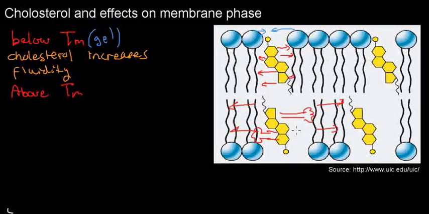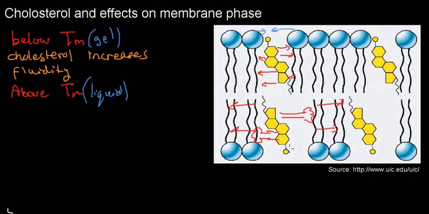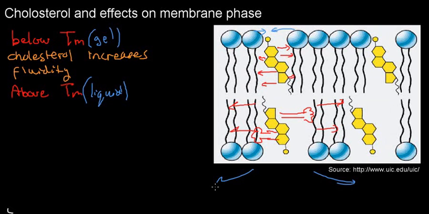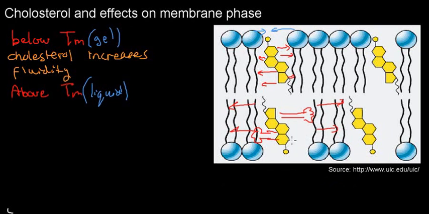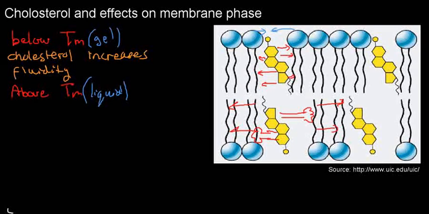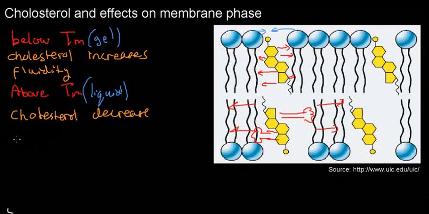Stick around. So what it's essentially saying is that when we're above the transition temperature, meaning that we're in a very liquid state, these amphipathic phospholipids want to break apart. The cholesterol brings them together, decreasing the fluidity. So above transition temperature, cholesterol decreases the fluidity.